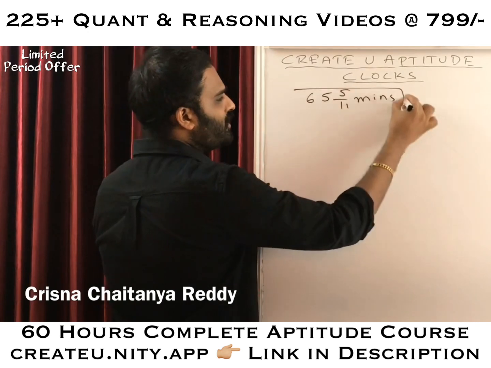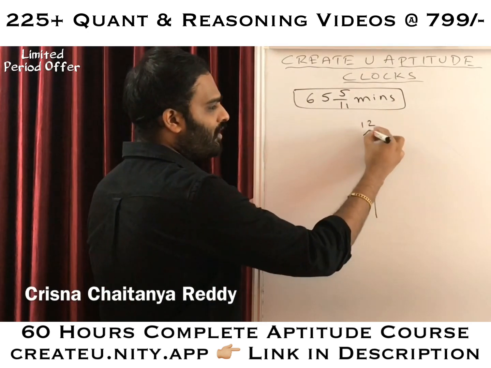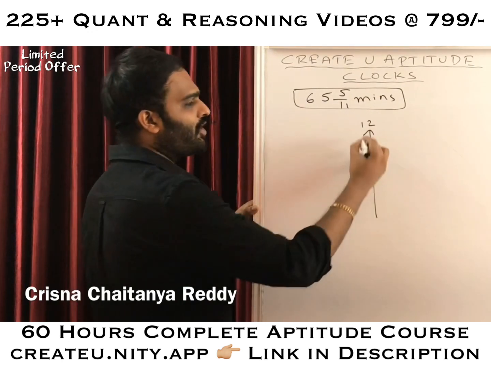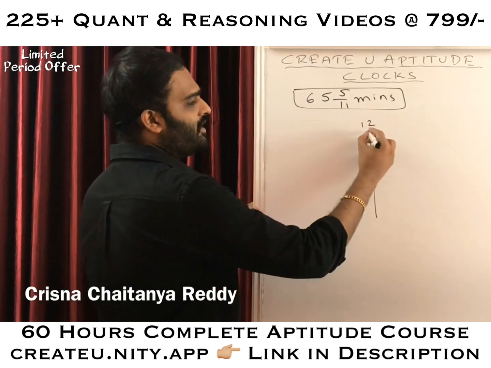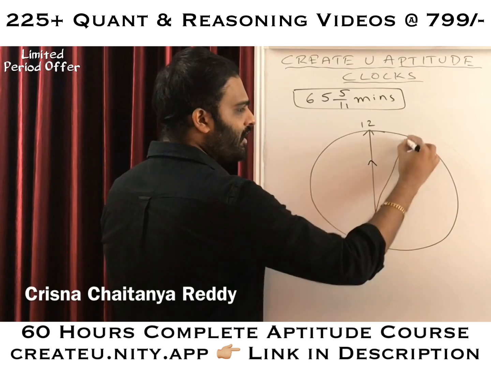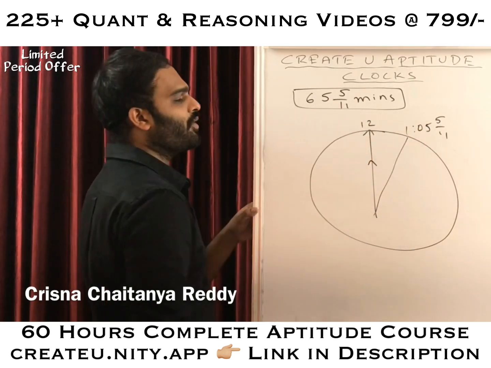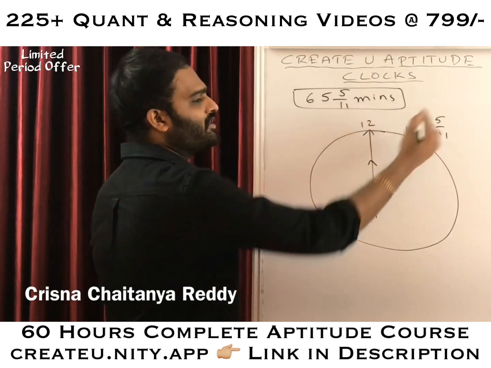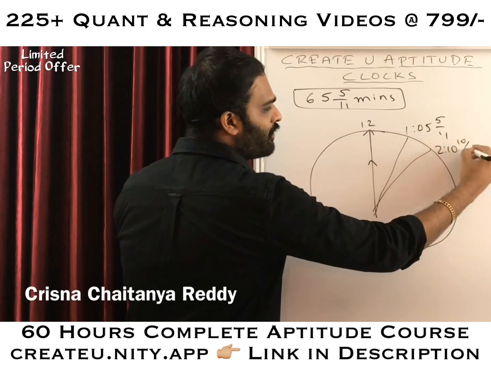If I get to know this number properly, then can I say they are meeting at 12 o'clock, and after 12 o'clock, they will take another 65 5/11 minutes to meet. That means they will be meeting again at 1:05 5/11, because 60 minutes is 1 o'clock, 5 minutes is 1:05, extra 5/11. Then again they will be meeting at 2:10 10/11.